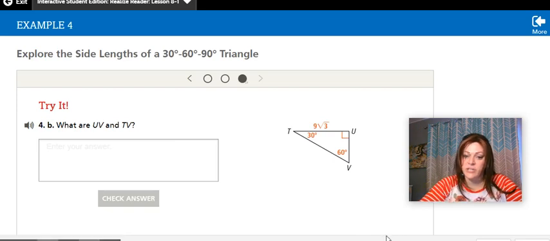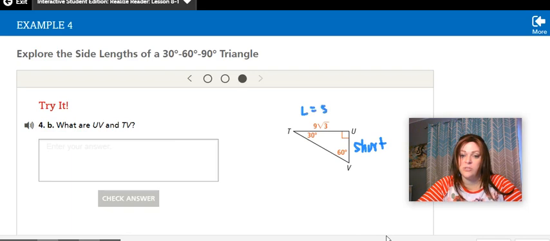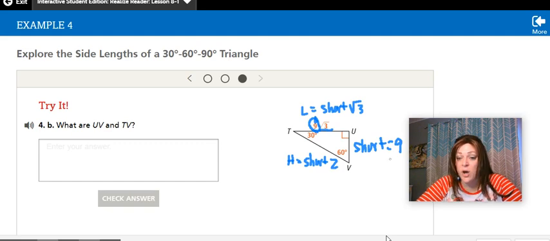Okay, this one's a little bit trickier. We're not given the short side. So here's the short. The long equals short times square root of 3. And the hypotenuse equals short times 2. Well, luckily in this problem, it is set up in the form of something times square root of 3. So this thing in front of the square root of 3, that's the short. Now, it's not always going to be that easy.